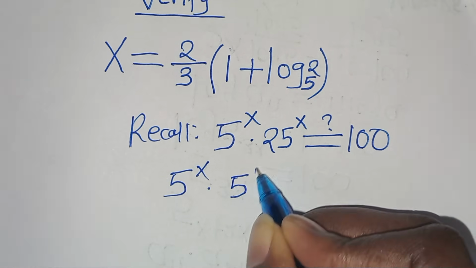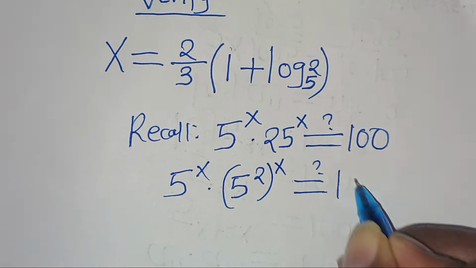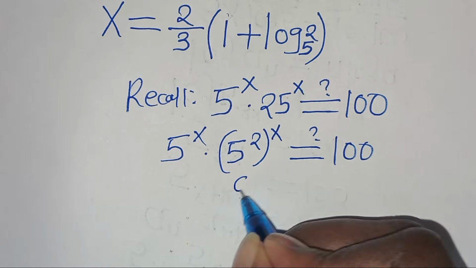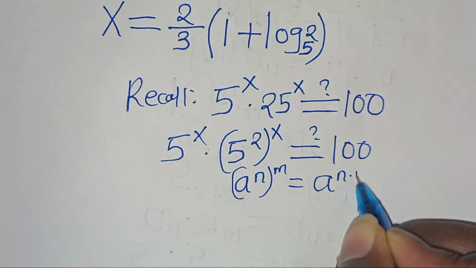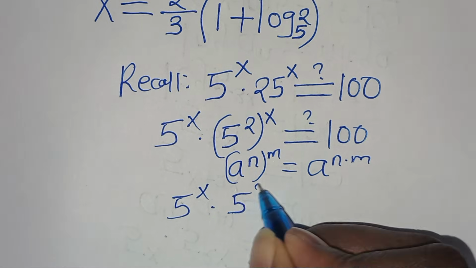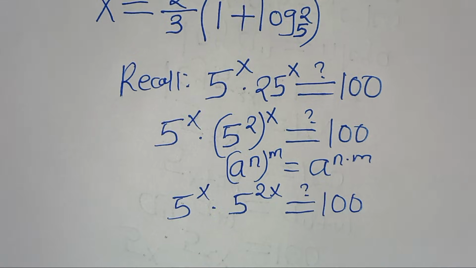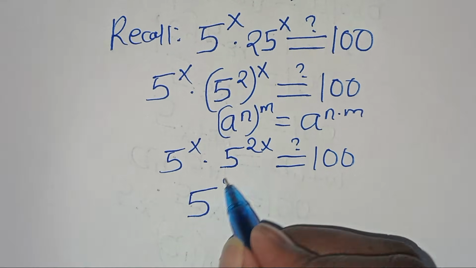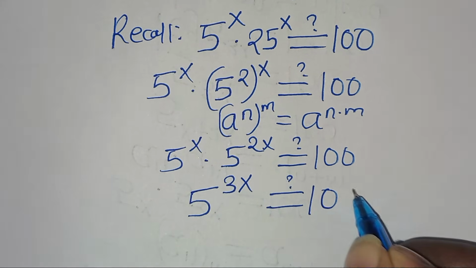This is 5 to the power of x times 5 squared raised to the power of x. This is supposed to give us a value of 100. So 5 squared raised to the power of x is in the form of a to the power of n, raised to the power of m, which we can express as a to the power of n times m. So that we have 5 to the power of x times 5 to the power of 2x. This is supposed to give us a value of 100. So here we have 5 to the power of x plus 2x, which is 3x. This is supposed to give us a value of 100.